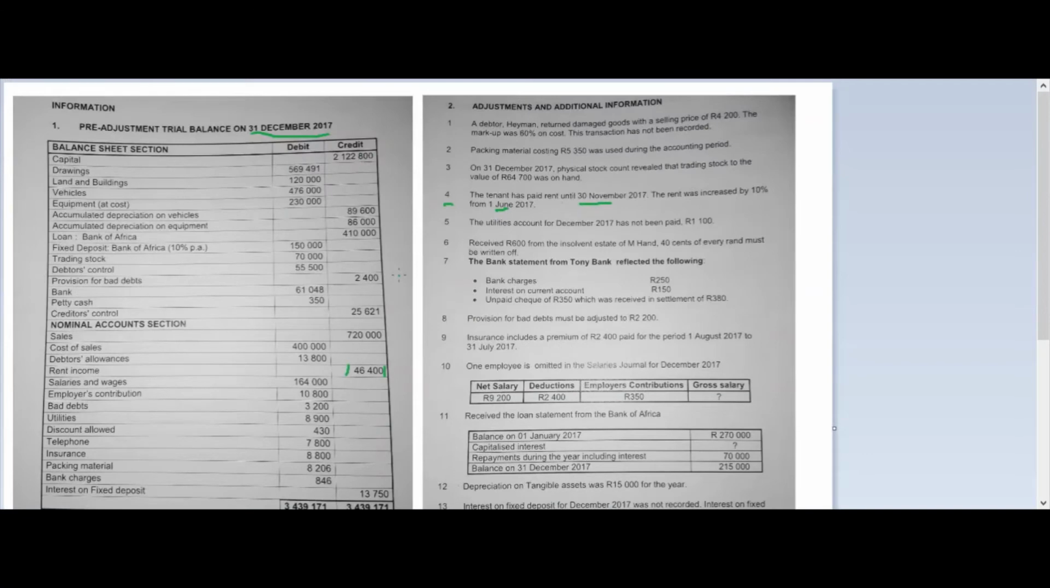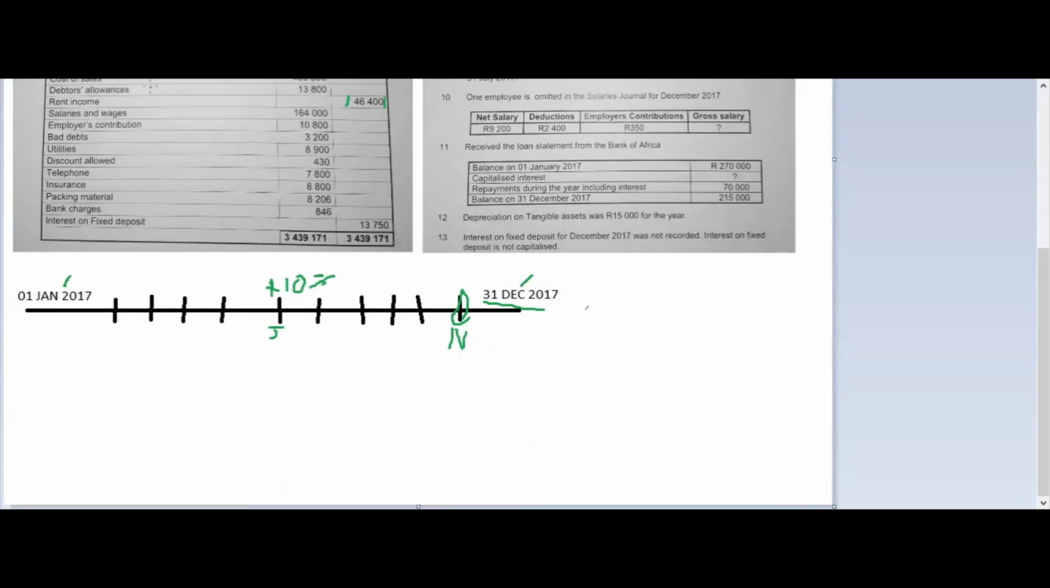What I'm going to do is ask myself: if my increase of 10% started on 1 June 2017, what does it mean? It means that from 1 June, up until the months that follow, I've received rent income with an increase of 10%, with an additional 10%. So the first stage of calculating rent income will be to find out how many months the tenant paid the rent at the original price. The original price in percentage terms will be 100%.